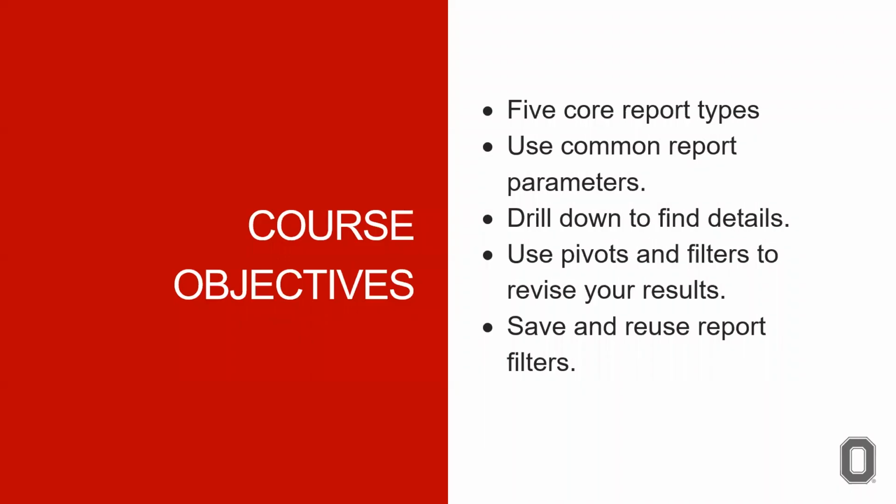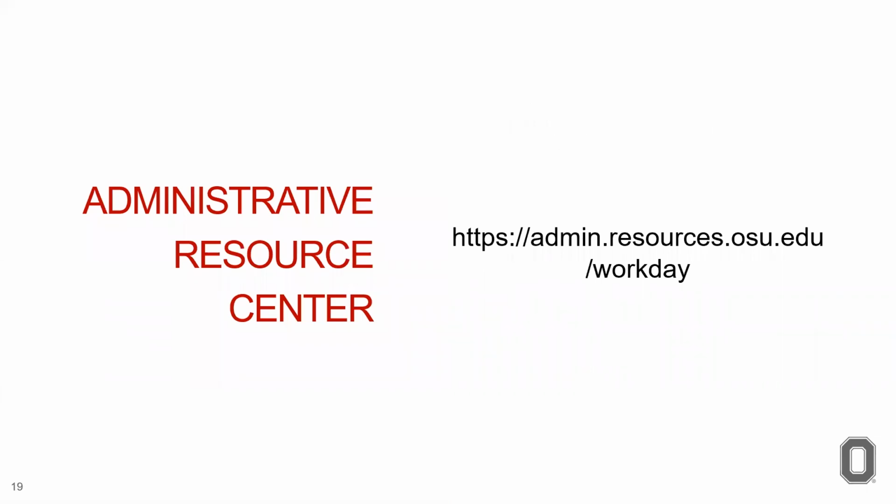In this video, you've seen how to run a simple version of each of the 5 core report types. We've used the common parameter sets to create very broad and very specific reports. We've drilled into specifics and used filtering, sorting, and pivot tables to explore our data and sift through to find what we want. We've also learned how to save the report filters that work best and reuse them in the future. To learn more about reporting capabilities in Workday, consider visiting the Administrative Resource Center and search for reporting summaries.